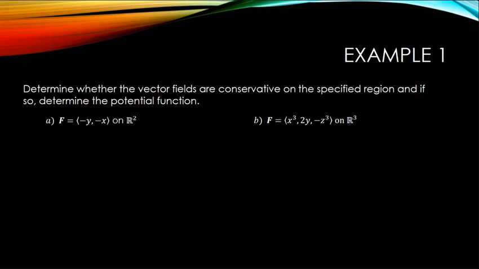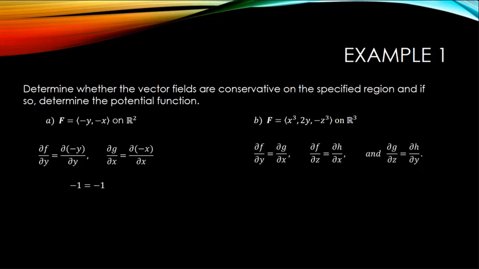For the first case, my vector in R2 space, my components of my vector field are -y, -x. I'm going to first determine if this vector field is conservative. The partial derivative of f with respect to y is the partial derivative of -y with respect to y, and the partial derivative of g with respect to x is the partial derivative of -x with respect to x. This gives me -1 is equal to -1, and therefore my vector field is conservative.